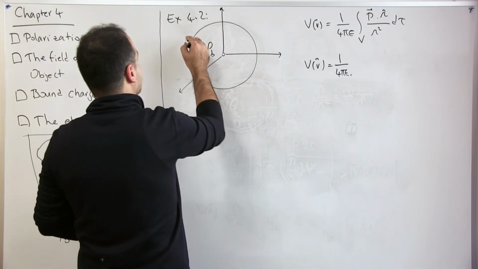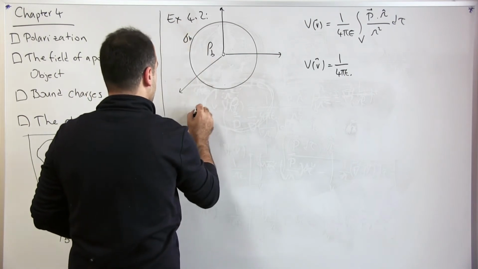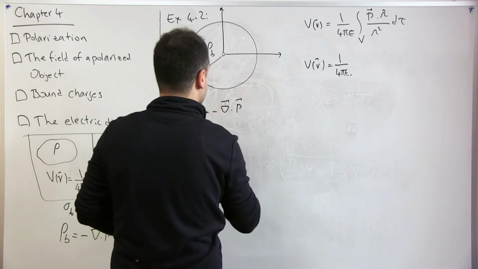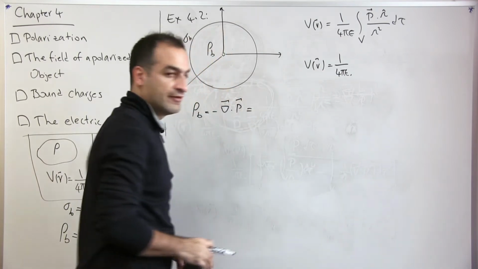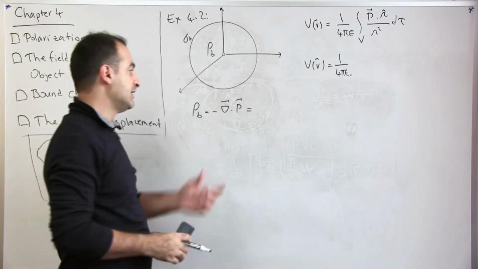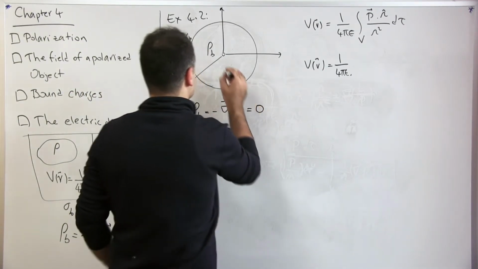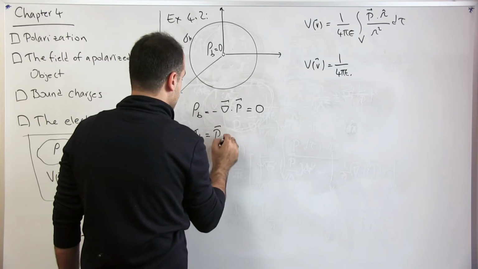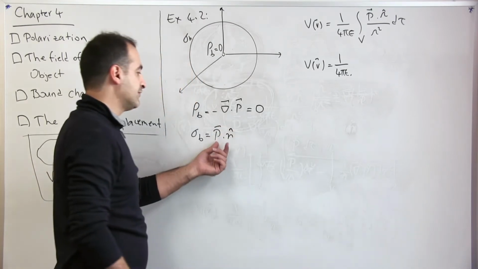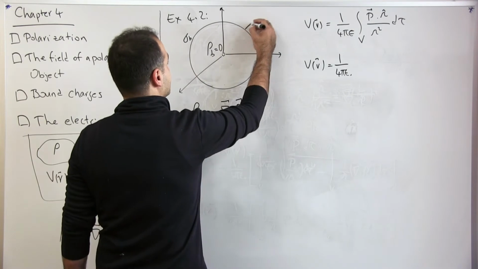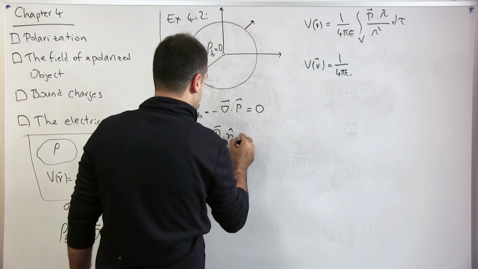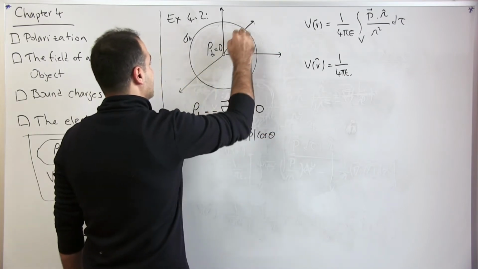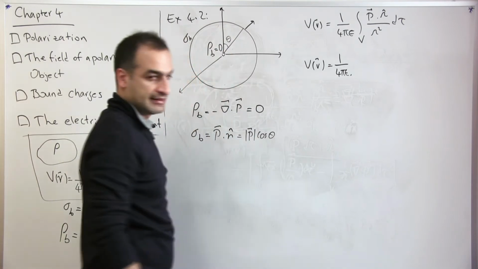rho b, and carries surface charge, sigma b, in a way that rho b is negative of the divergence of P. In this case, P is a uniform vector pointing up. Okay, so divergence of that becomes 0. So eventually, rho b is 0. And sigma b is P dot n hat. And if P is uniform everywhere, n hat is a vector perpendicular to the surface, P dot n hat becomes equal to the magnitude of P times cosine theta, where theta is the polar angle here.